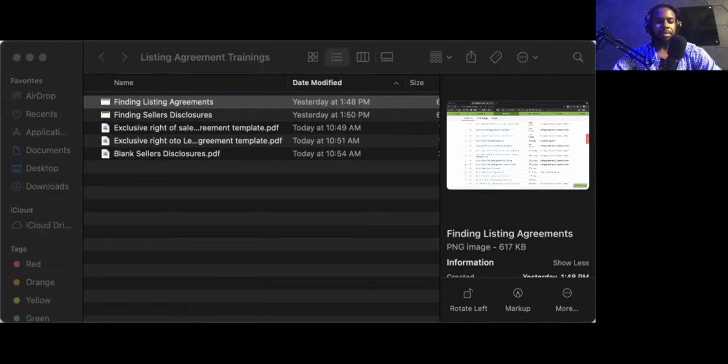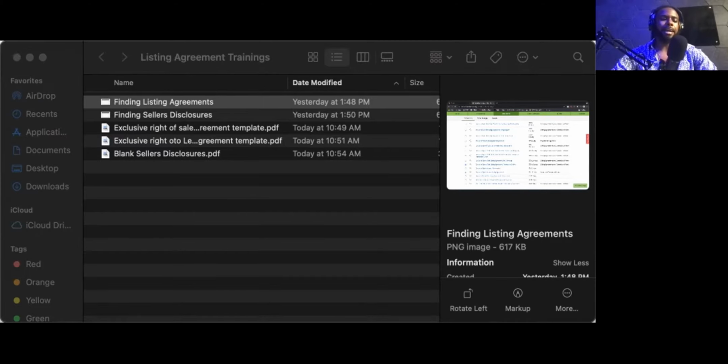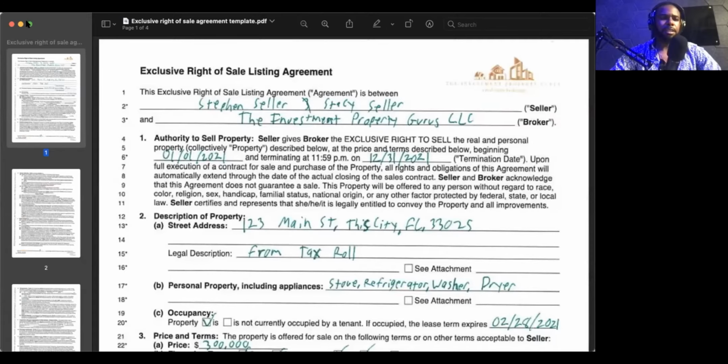If it's a rental, you want this one right here, exclusive right to lease agreement. On Form Simplicity, here is where you'll find either agreement depending on which one you're looking for. If you're selling something, you want this one. If you're renting something, you want this one. So here it is, the exclusive right of sale listing agreement.